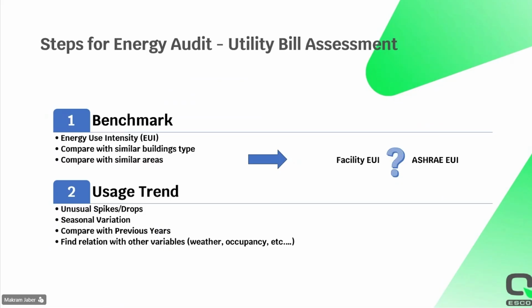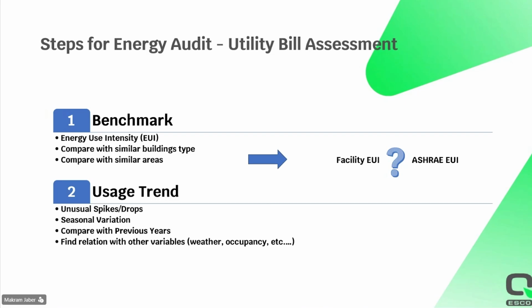Now I will go one by one in these steps. The first step is the utility bill assessment. We will get from the entity or from the facility the consumption over 1 year. We need a 1 year consumption minimum. It can be 2 years or 3 years, which will be better to understand the consumption, but at least we should have 12-month consumption. This is important for us.